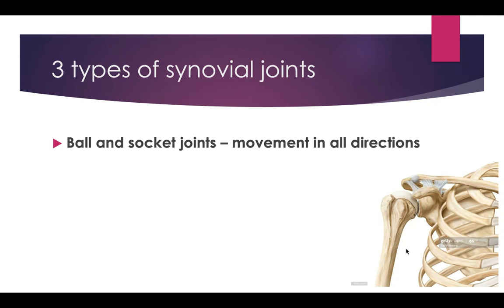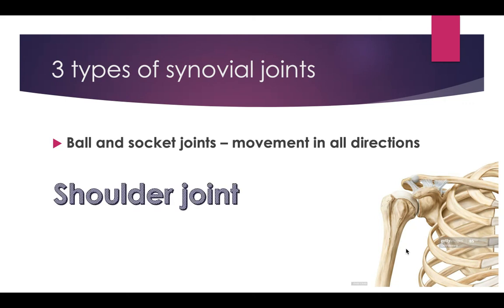Ball and socket joints allow movement in all directions. So with one hand, make a fist, and in the other hand, make like a cup shape. Put the fist into the other hand and move it around. So you've got a ball and a socket and it can move in all directions. An example of this is your shoulder joint and also your hip joint.